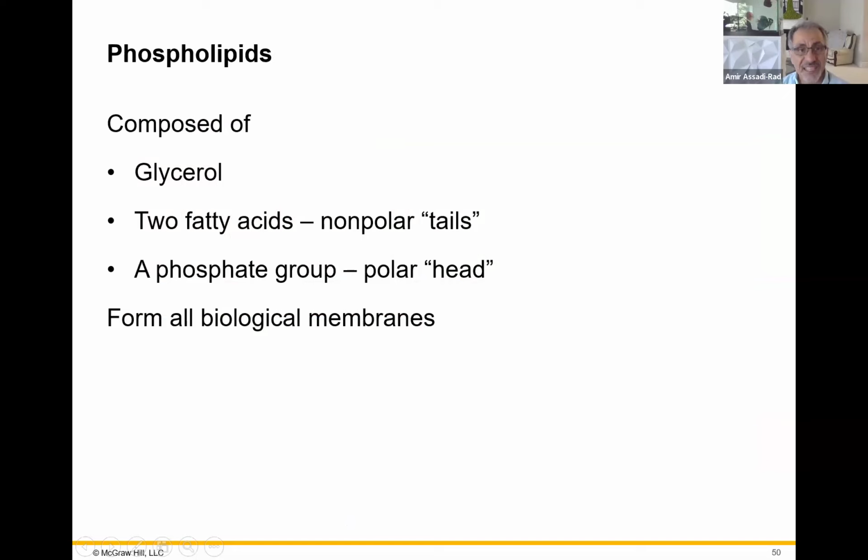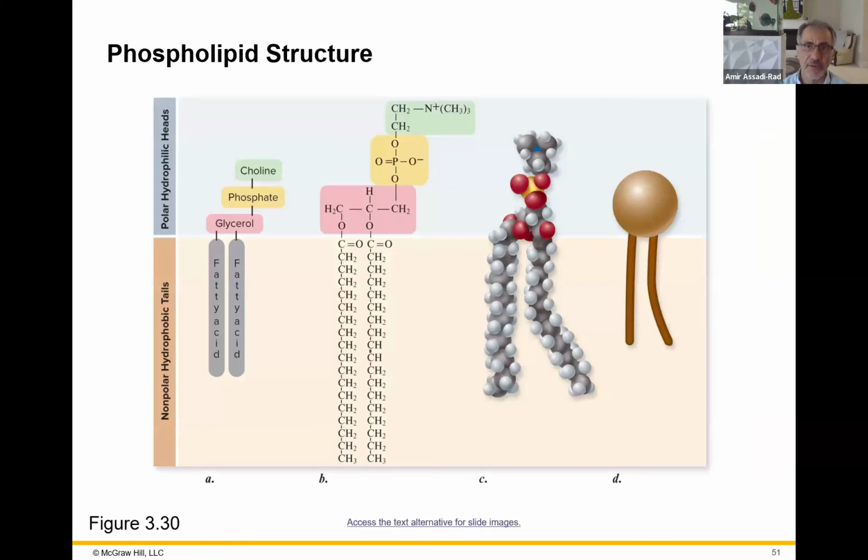So a phospholipid is composed of glycerol, 2 fatty acids as nonpolar tails, and a phosphate group as the polar head. It forms all biological cell membranes. Right here is a phospholipid. So you have a choline group right here. It's called choline. Very good. It's listed. A phosphate group and a glycerol group, 3 carbon. And then 2 fatty acids.